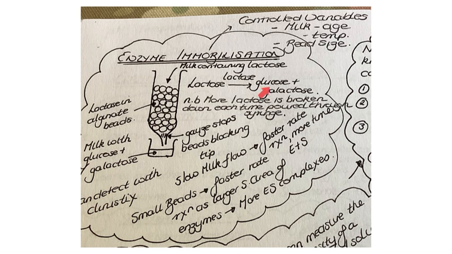So every time the milk is passed through, more and more lactose is broken down into glucose and galactose. In the setup then, you need to have a little bit of gauze at the bottom, and that simply stops the beads from blocking the tip so that the milk can flow nicely and gently into the beaker here below.